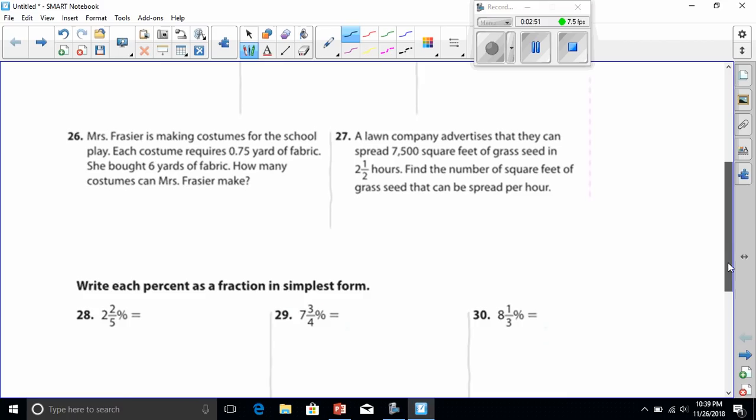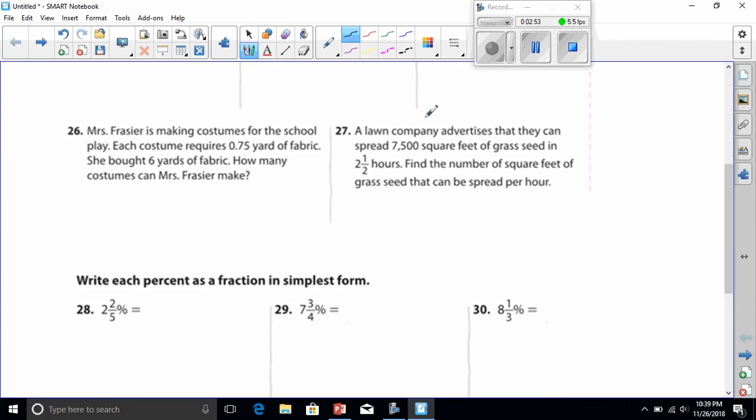All right, let's try number 27. A lawn company advertises so they can spread 7,500 square feet of grass seed in 2.5 hours. Find the number of square feet of grass seed that can be spread per hour. Well, the minute they did that, they told me that that was going to be on the bottom. So I've got my 2 1/2 on the bottom of my fraction. And then I've got 7,500 on the top of my fraction.